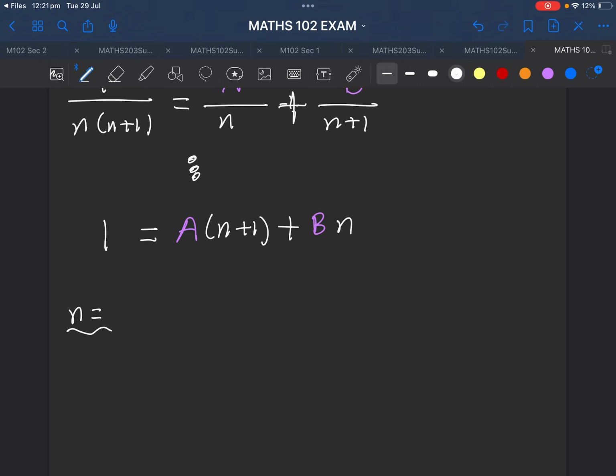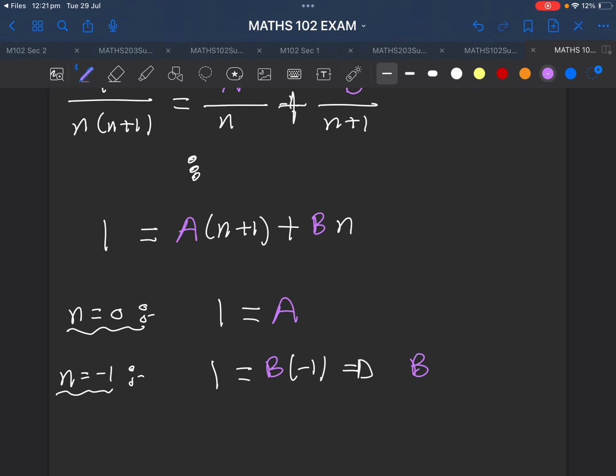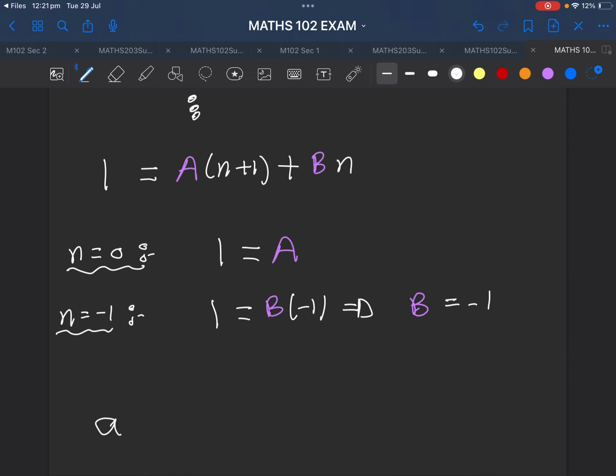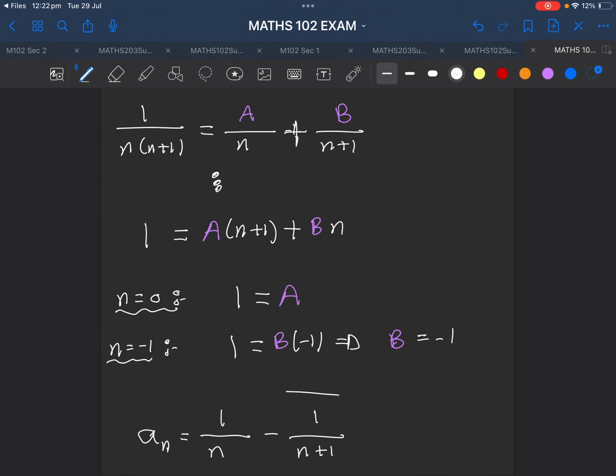Next step, substitute a value for n. I will substitute 0. If you do that, A will be just 1. Next value, substitute -1. If you substitute -1, the B will be multiplied by -1, which means B is equal to -1. Why is this important? Because a_n now will be just 1 over n, minus B over n plus 1. That's the a_n.